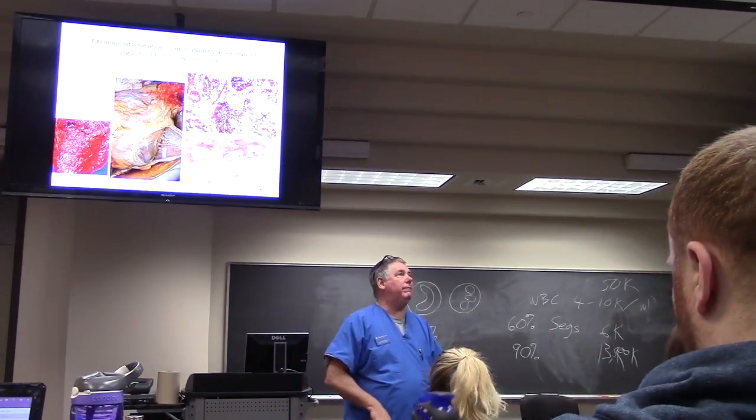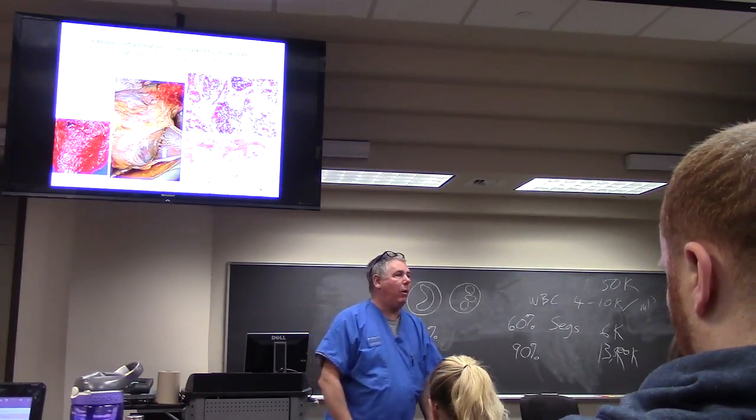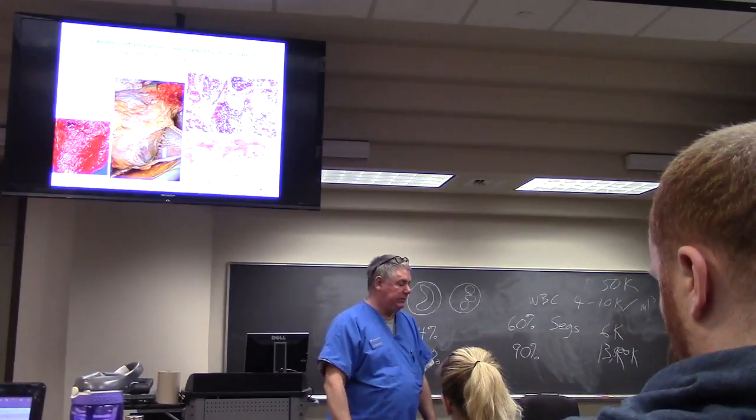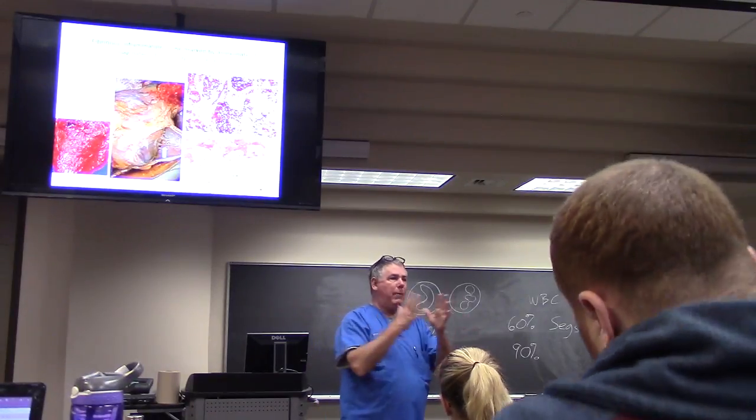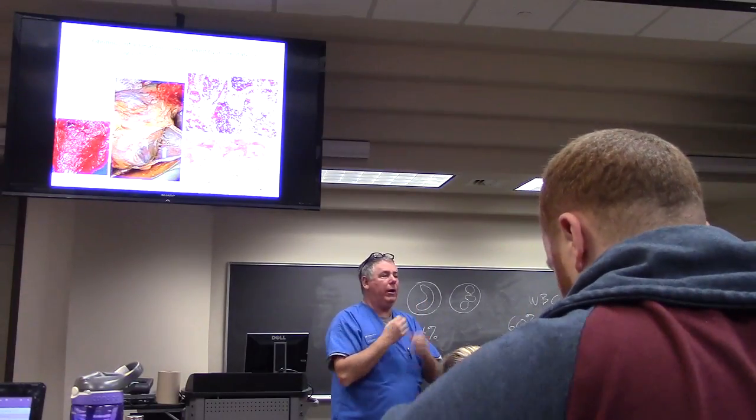Okay, fibrinous inflammation is a coagulative type process. Fibrin is present, and the fibrin will form adhesions. You see this a lot in pericarditis.